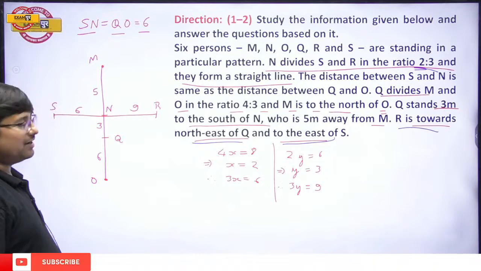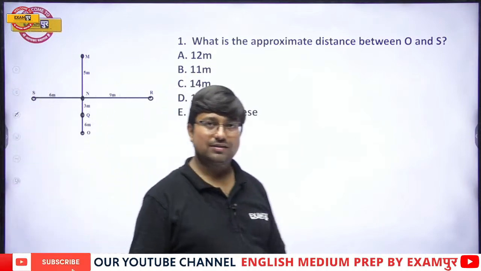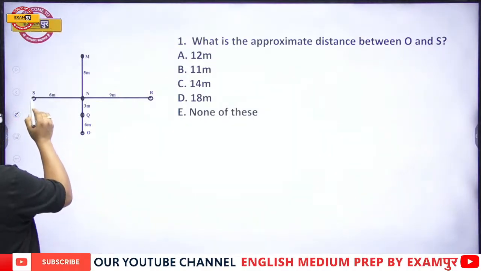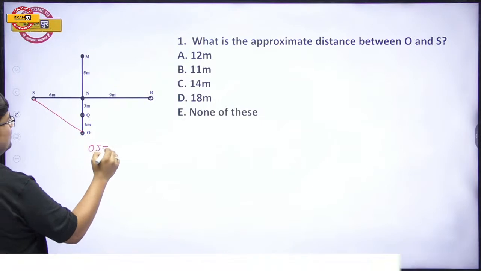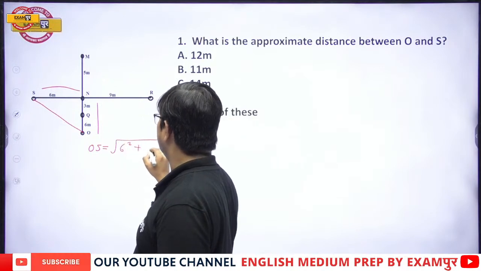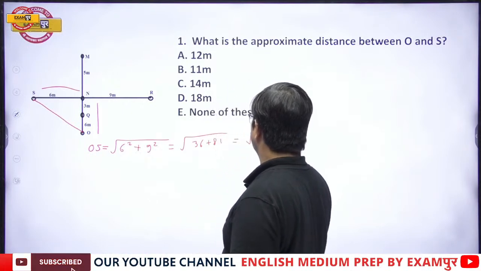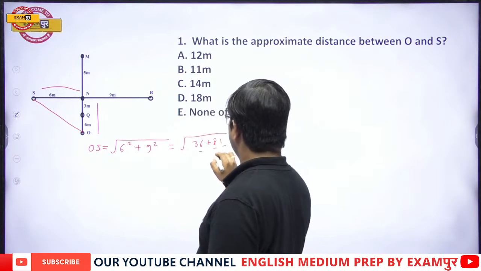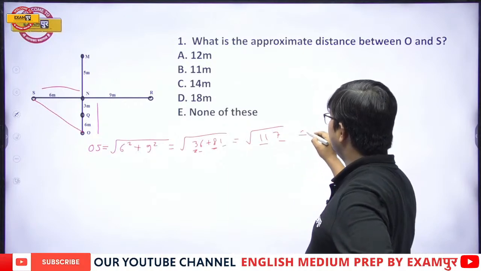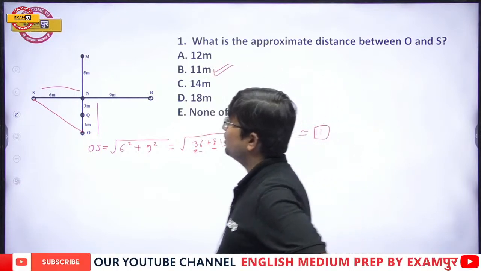Okay. Moving ahead. What is the approximate distance between O and S? As per the Pythagoras theorem, it will be 6 square plus 9 square. So 6 square is 36 plus 9 square is 81. It's root 117. Basically root 121 is 11, so it will be closer to 11. And therefore the right answer is option number B, 11.